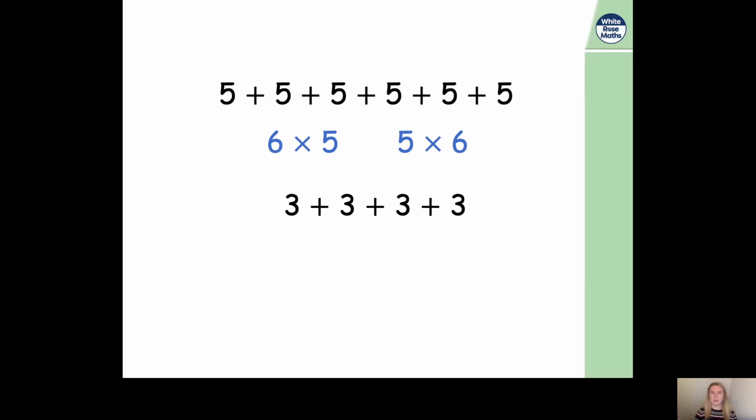Pause the video and have a go at this one. Can you think of the 2 multiplication sentences that can go with this addition? Okay, let's see if you were right. So we have 3 plus 3 plus 3 plus 3. So that's 4 times 3, isn't it? But because it's commutative, we can also say 3 multiplied by 4.